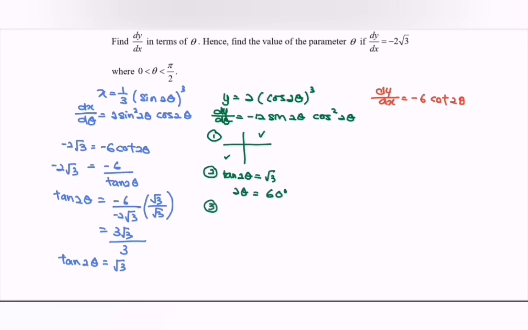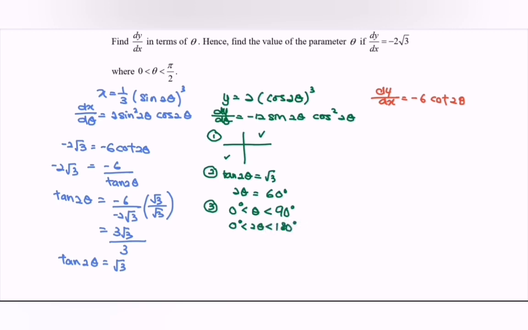So number 3, we have the range. So in here, we have pi over 2, which is 90 degrees. So based on the basic angle, we have to multiply by 2 in order to get the 2 theta. So we have the 0, we have the 2 theta, then we have 180 degrees.